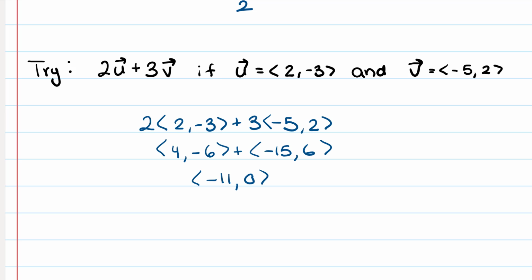And that's it. That's really all there is to the basic properties of vectors. It's pretty much like the distributive property and adding properties. Just keep the x and y's all lined up.